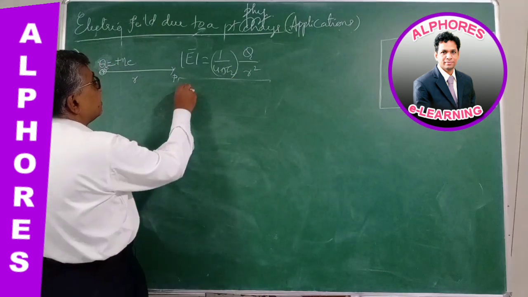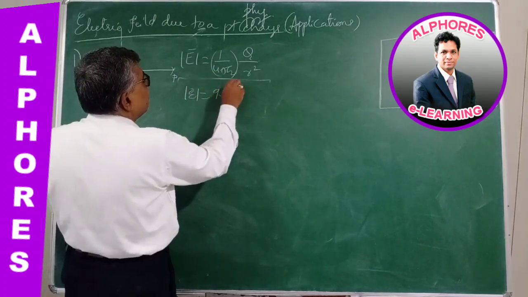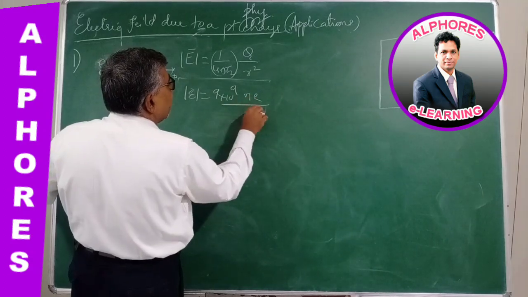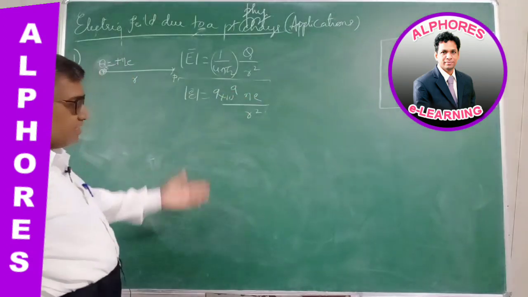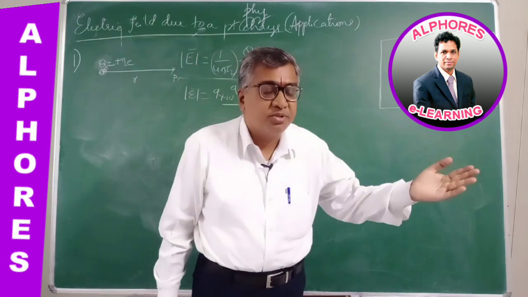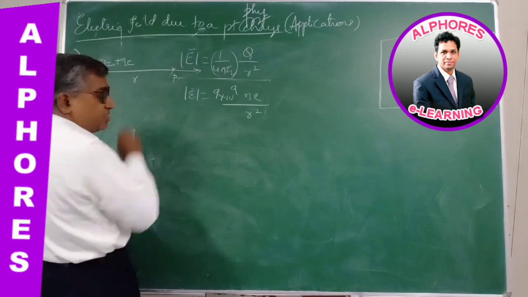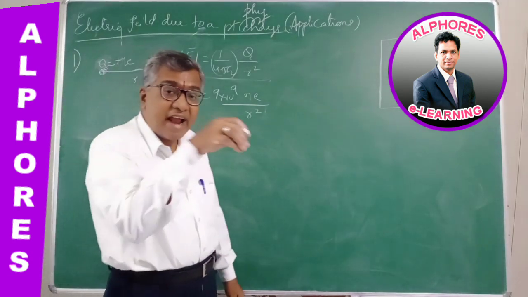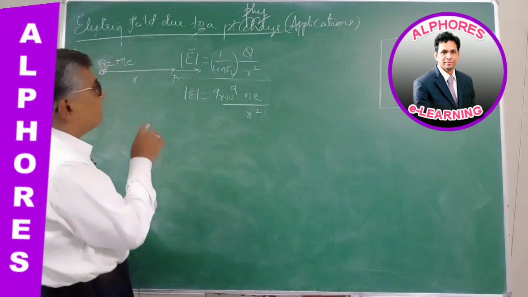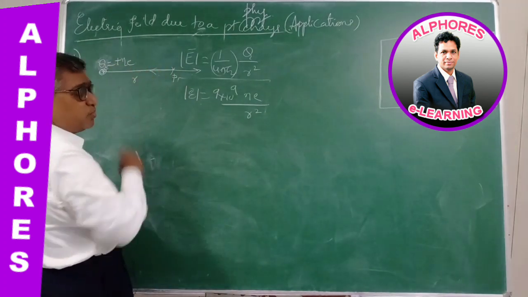So instead of charge q, the magnitude of the electric field you can write as 9 into 10 to the power of 9 ne by r square, where n is the number of electrons transferred. If electrons are removed, you will get positive charge, so the direction of the electric field will be away from the charge. If n electrons are added, then it is negative charge, and the direction of the field will be towards it.